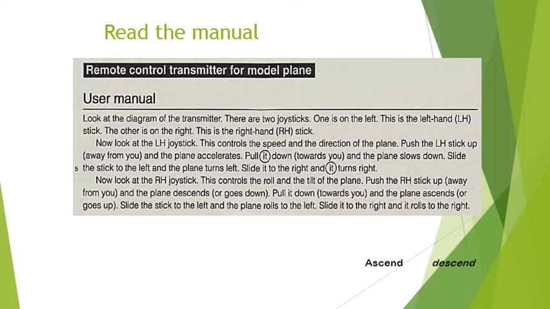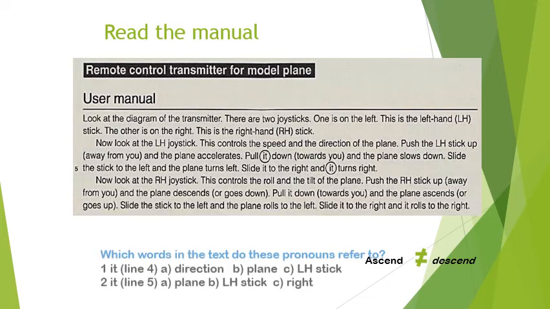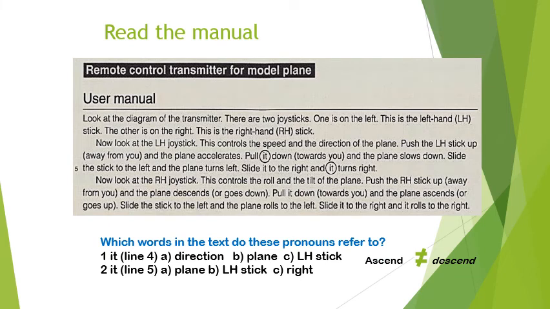We have some questions to answer for this paragraph, but first I need to highlight that we have two opposite words, which are ascend and descend. Like we said in the paragraph, ascend means going up and descend means going down, and they are opposites. So I need you to think of these two questions. Which words in the text do these pronouns refer to?